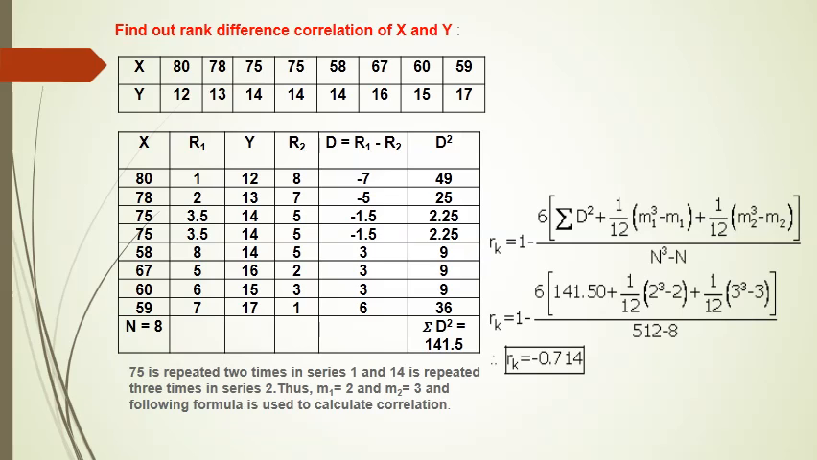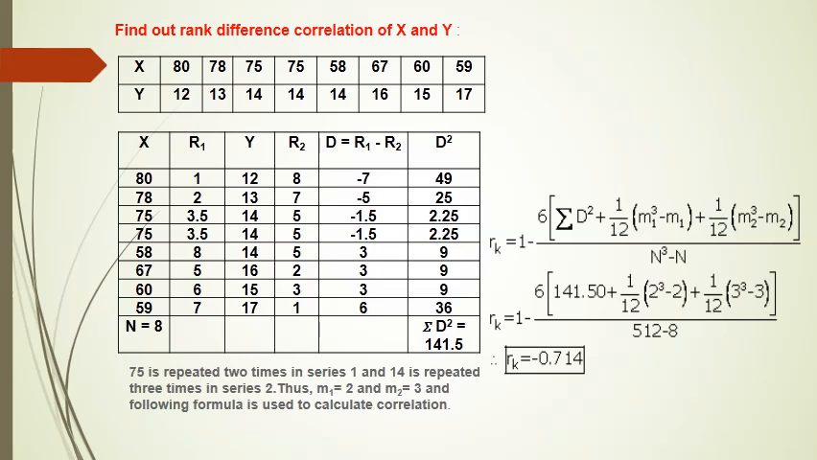So 80 is the highest value, first rank. Then second rank is 78. Third rank is 75, and 75 is repeated, so third and fourth rank. These two will get 3.5 rank. And then the fourth rank is already occupied, so now we have to go for the fifth rank. Then it is 67, which gets fifth rank.